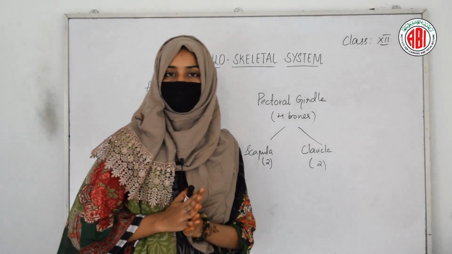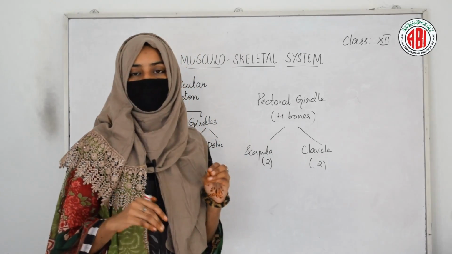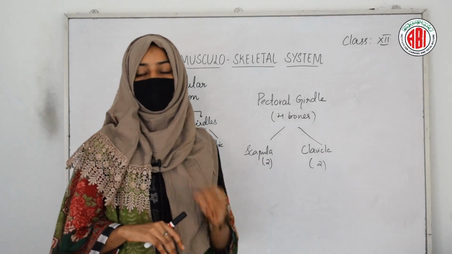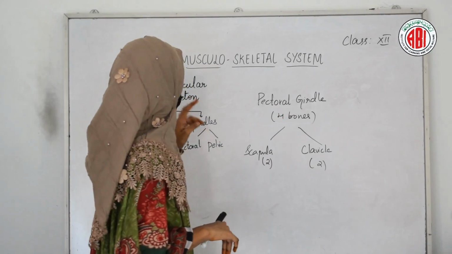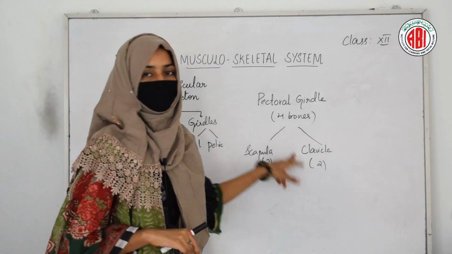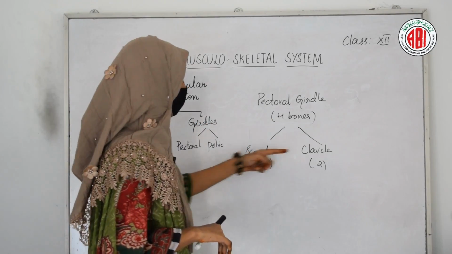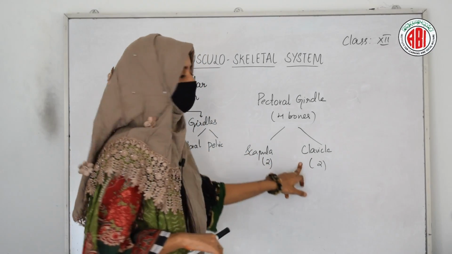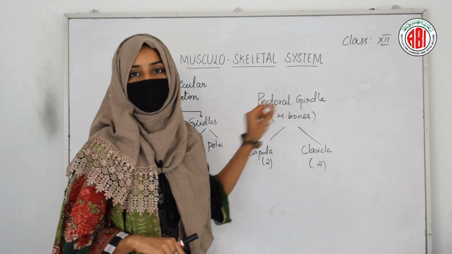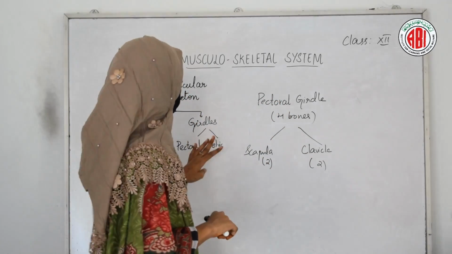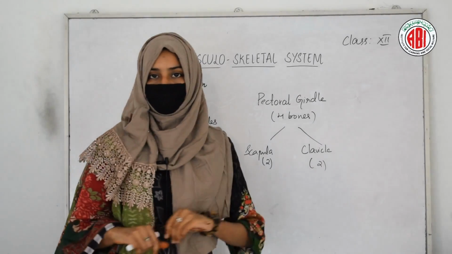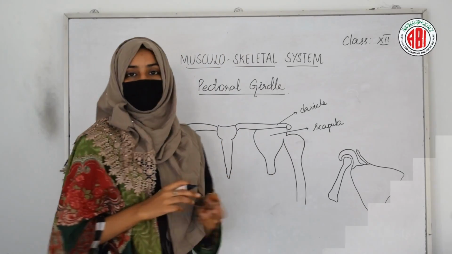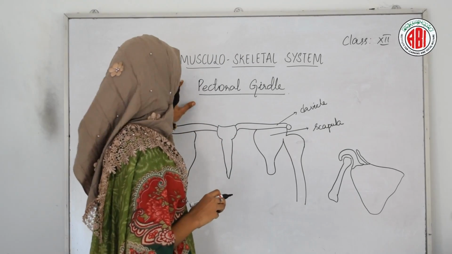When you look at the structure of pectoral girdle that is found in the human body, it is made up of four bones. The main bones in its structure are scapula and clavicle. Scapula are 2 in number and clavicle are also 2 in number. So when you sum up these 2 scapula with 2 clavicle, in total it will be 4 bones. So 4 bones form our pectoral girdle. Now let us see the structure of pectoral girdle for a better understanding.